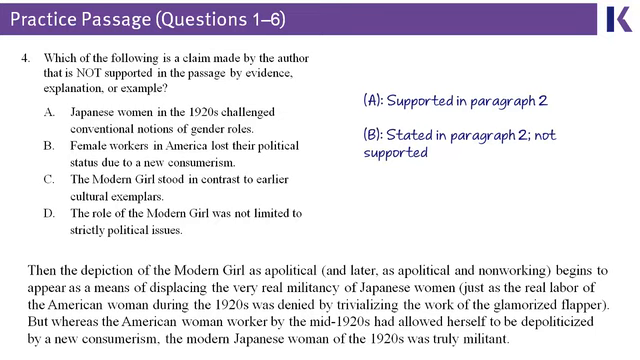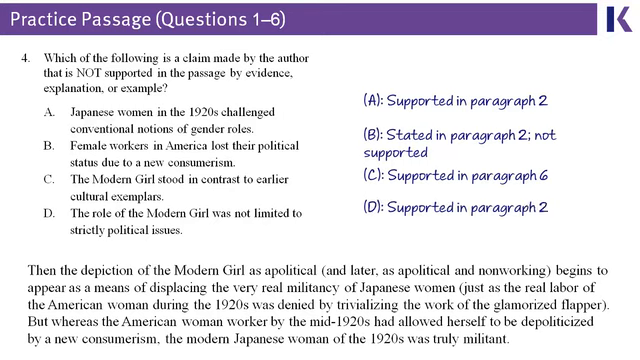Just to continue along our elimination though, answer choice C is supported in paragraph 6 with explanations and examples like the good wife and the wise mother. And then answer choice D, definitely there's lots of different roles of the modern girl covered beyond just political issues like conduct and culture. So answer choice B is our correct answer.